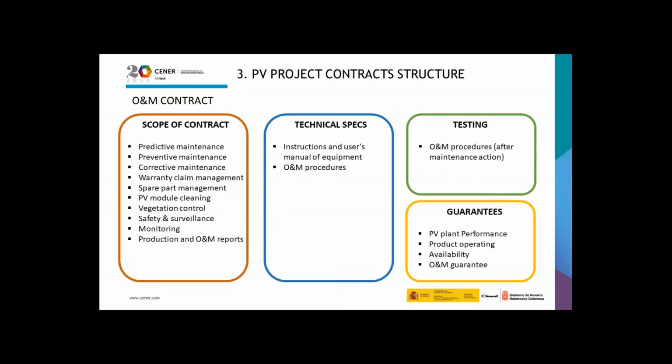The technical specifications of this contract are the instructions and user manuals of the equipment and the O&M procedures. Testing involved in this contract are all the operating and maintenance procedures after maintenance action. And the warranties that involve this contract are the PV plant performance, the product operating, the availability, and the operation and maintenance warranty.